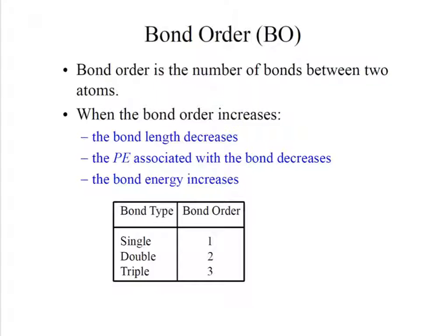All right, bond order is the number of bonds between two atoms. When the bond order increases, your bond length decreases, potential energy decreases, and the bond energy increases. So you need to know this definition. The more common definition for bond order is associated with molecular orbital theory, and we're just not going to cover that in this AP class.